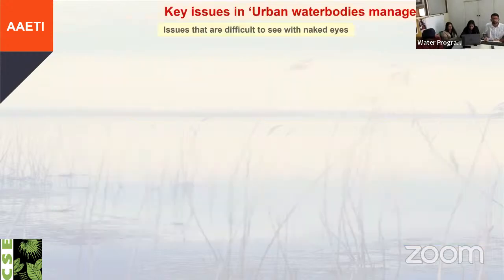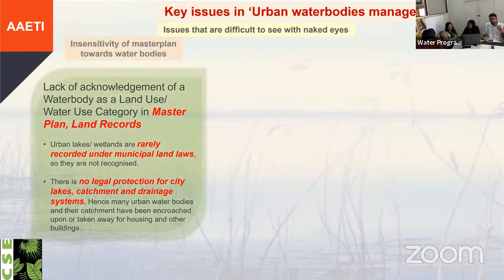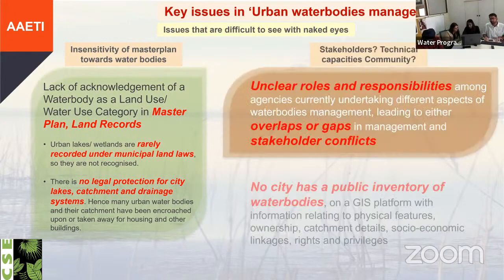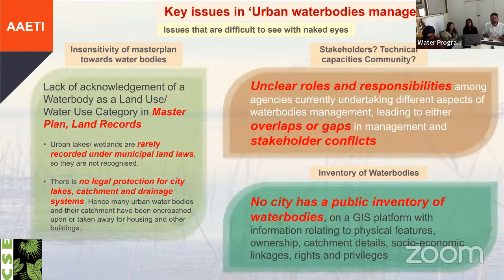Some issues which might not be very clear to normal practitioners: we have poor land records for water bodies. Master plans don't necessarily understand water bodies. The land records are pretty old. A lot of stakeholders are involved in water bodies management, it's very unclear what their roles are, and we have overlaps happening all the time. Most cities don't have an inventory of water bodies. A GIS platform for that is very important, and it's a mandate under the wetland rules as well.